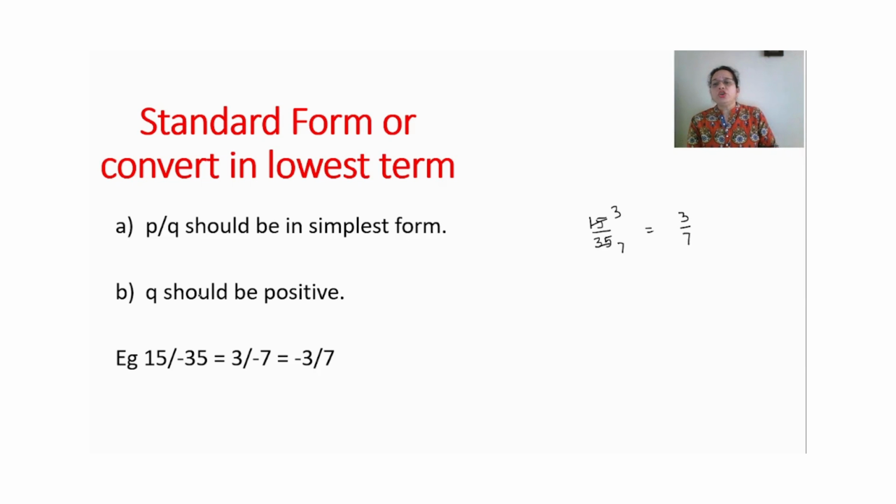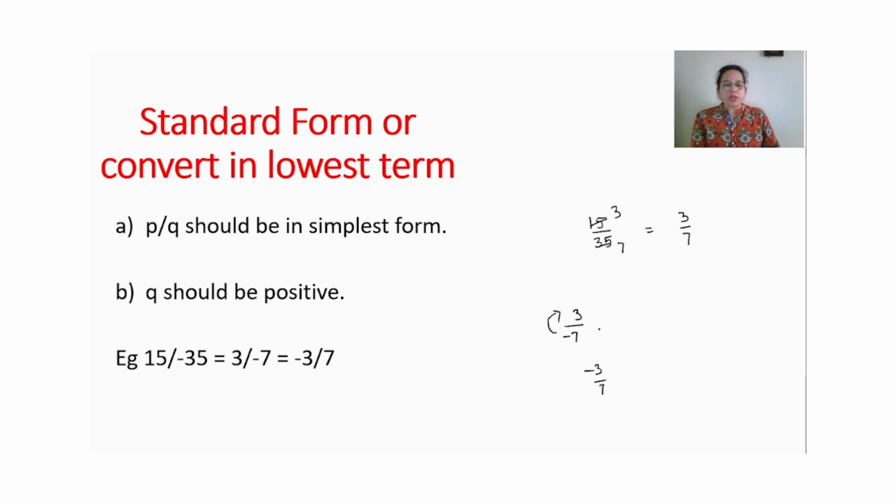Second, Q should be positive. Q means the denominator should be positive. So here you are getting the number minus 7. This number should be positive. So what we do, we just change this minus sign to the numerator. So this will become minus 3 upon 7. So now the standard form of 15 upon minus 35 is minus 3 upon 7.